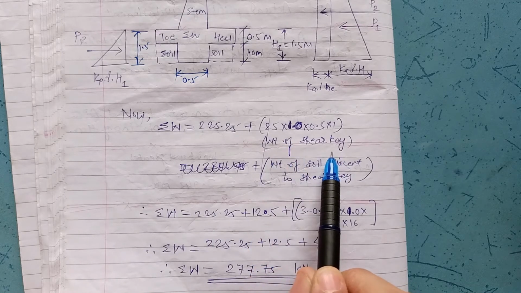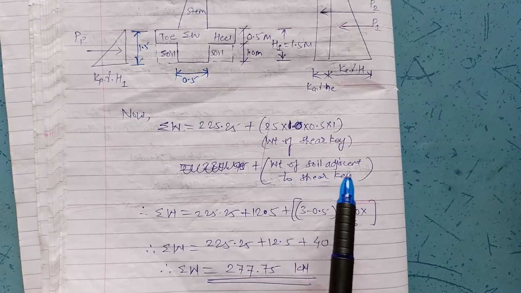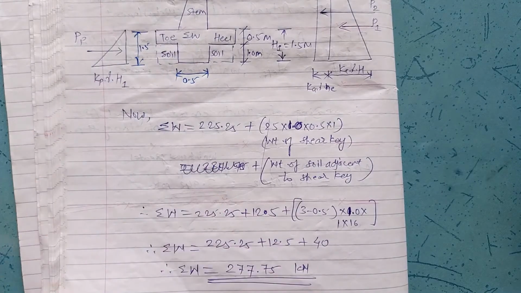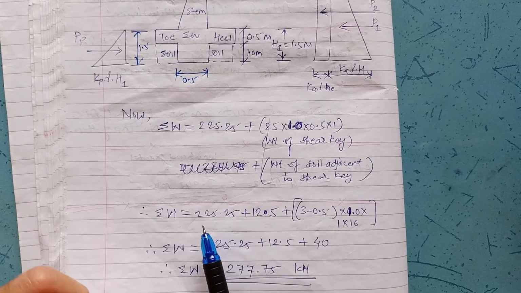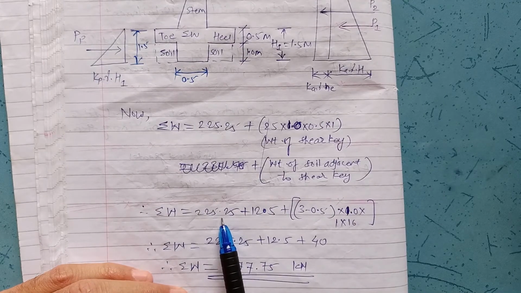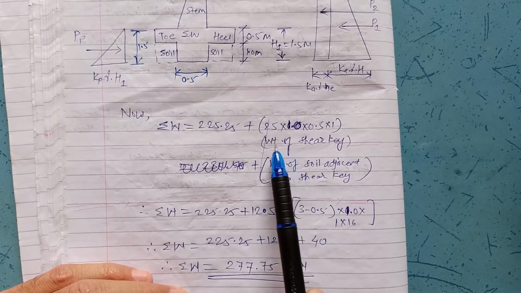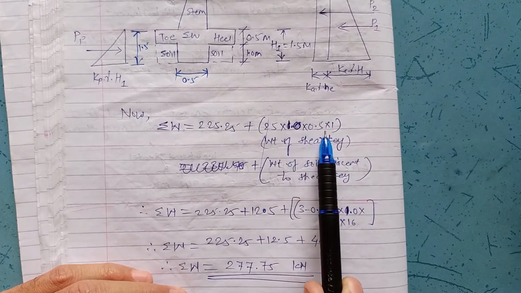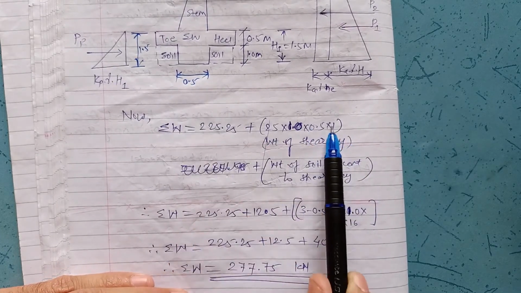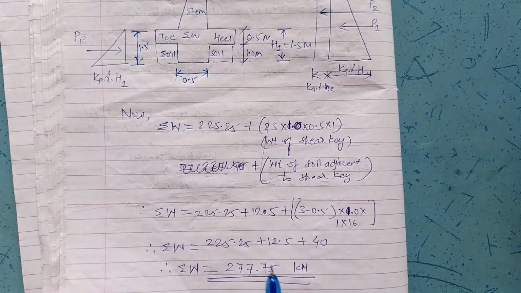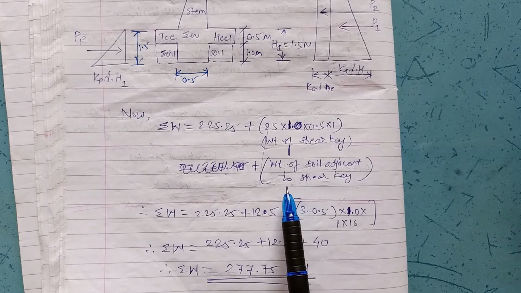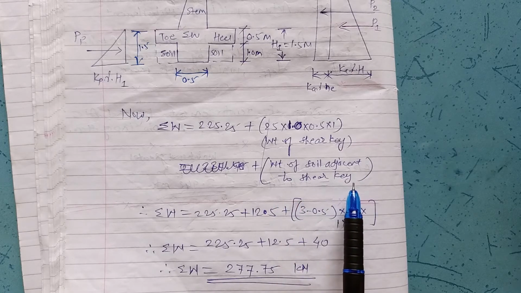the weight of the shear key plus the weight of the soil adjacent to the shear key, as this soil will also act as stabilizing force. Hence we will calculate 225.25 plus 12.5. This will be the weight of the shear key, that is 25 into per meter length 1 meter into 0.5, that is width of the shear key, into 1, that is depth of the shear key. Plus we are supposed to calculate the weight of the adjacent soil to the shear key, and it will be calculated as follows.